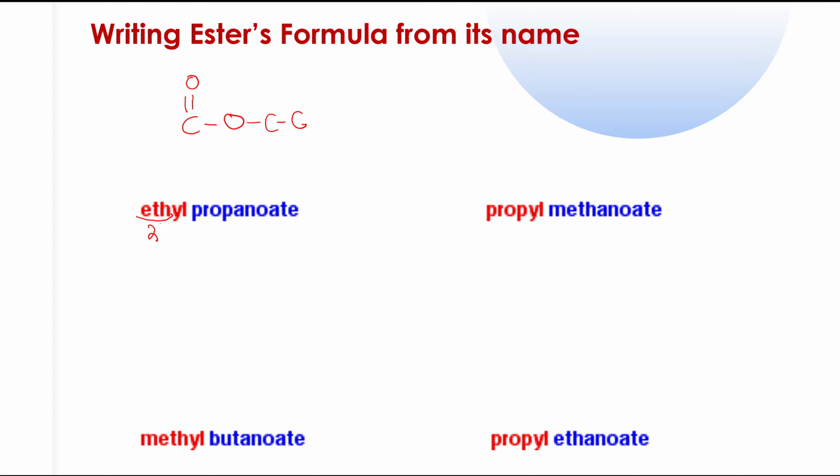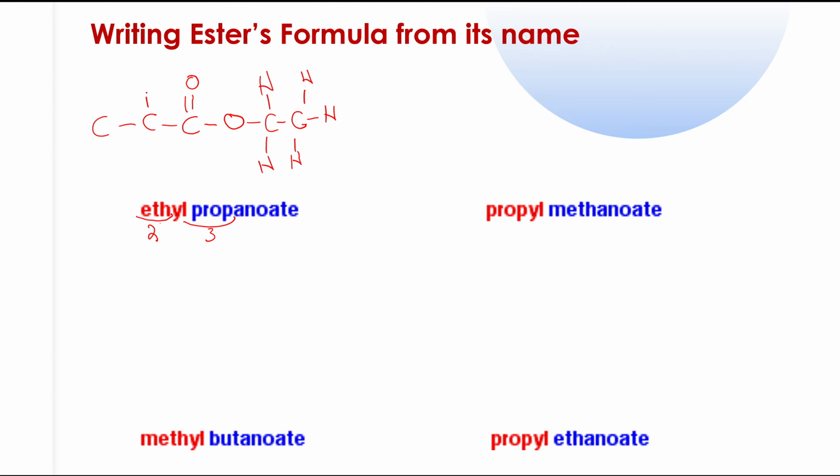Now let us go to the acid. Prop, which means 3 carbons in the acid. One of them is in the functional group, so I'm going to add only 2. And after that, I complete the hydrogens right here.